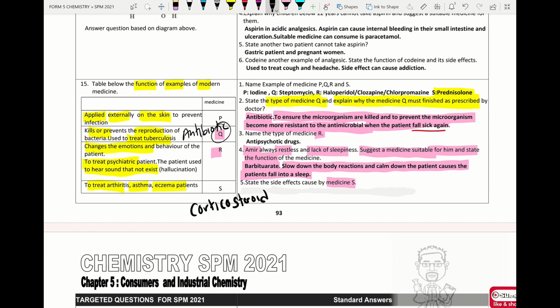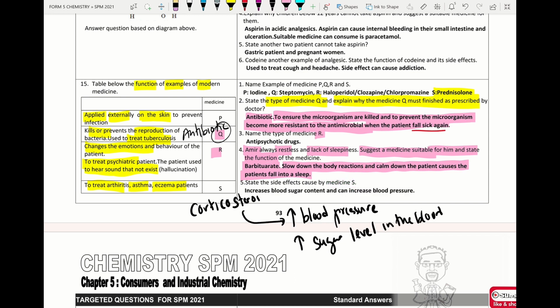This corticosteroid is used to treat arthritis, asthma, eczema, psoriasis, all that, and it can increase the blood pressure. It also can increase the sugar level in the blood. Please remember. All right, so the answer will be increase the blood sugar content, and also increase the blood pressure.